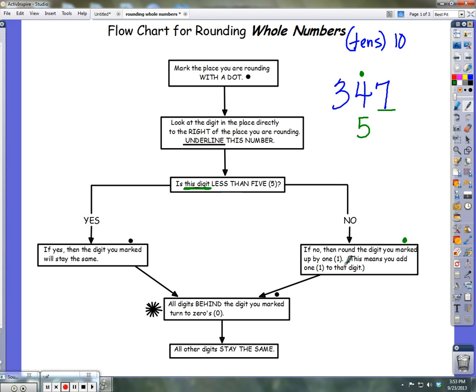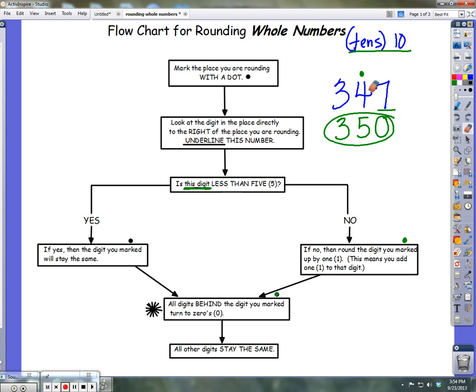So the next step, follow the arrow down. All digits behind or to the right of the digit you marked with the dot turn to zeros. So all of the digits to the right or behind it turn to zeros. Well, there's one digit, so I need 1 zero. And the last step, all other digits stay the same. So the 3 will stay the same. So 347 rounded to the nearest tens place would be rounded to 350.